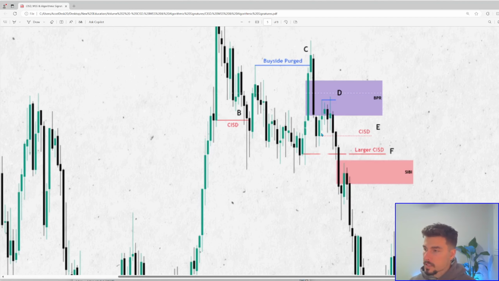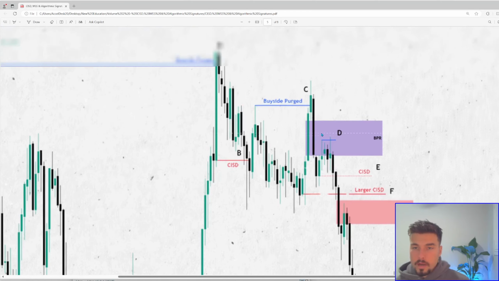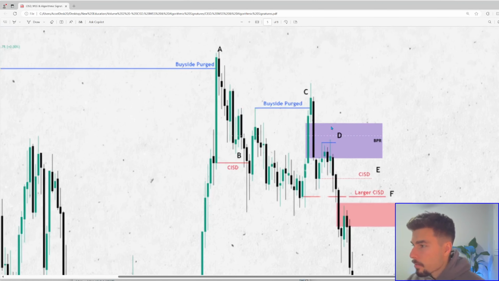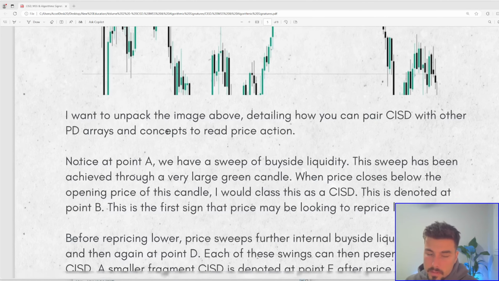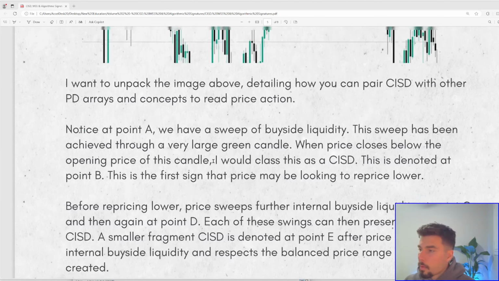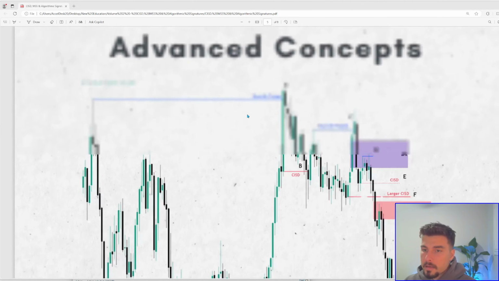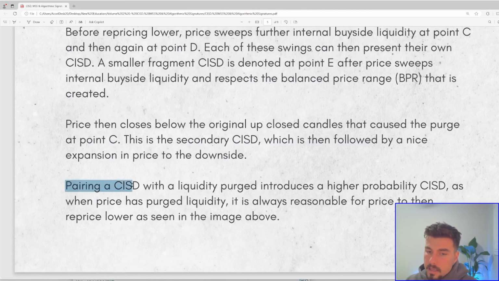So when you're using CISD, you're reading price action as well, you're using other PD arrays, seeing how price behaves. So again, we've unpacked this already. We've detailed how you can pair a CISD with other confluences, other PD arrays. We've talked about points A, B, C, D, E, and F, and how you can use this to phrase those high probability trades. And again, pairing a CISD with liquidity being purged already introduces a high probability change in the state of delivery.